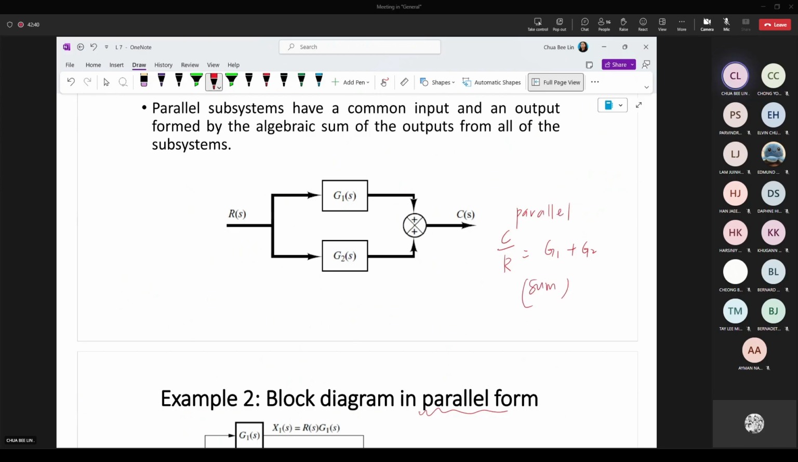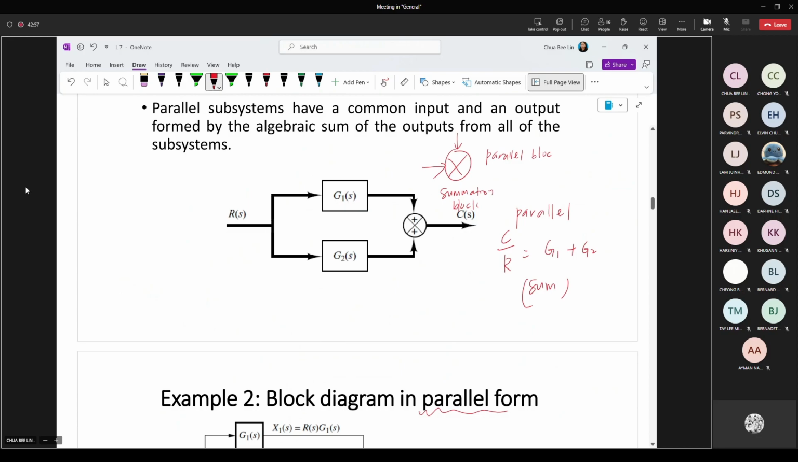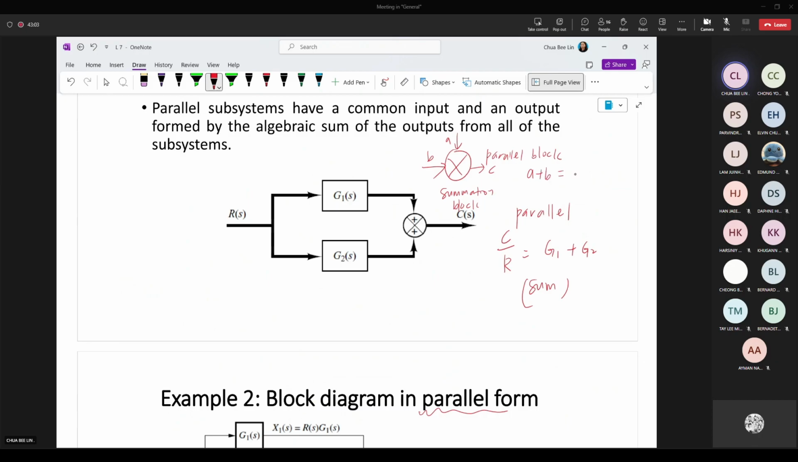Parallel, how do you check it is parallel? There will be a summation block. So this one will be the summation block. You will see the signals going in. Okay, so this one is a parallel block. So you have to plus, A plus B equals C, something like that. So sum them up.